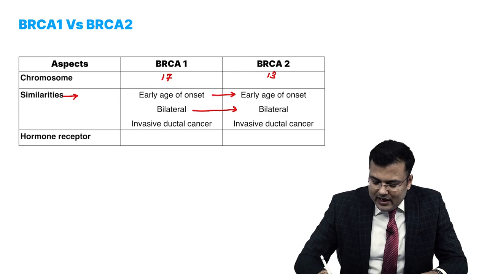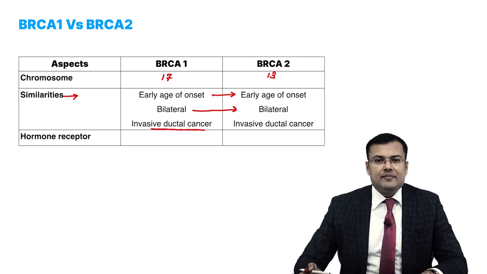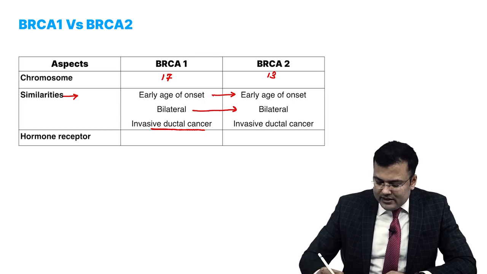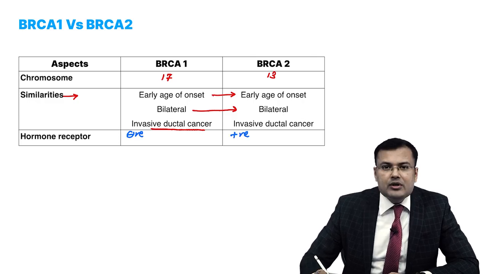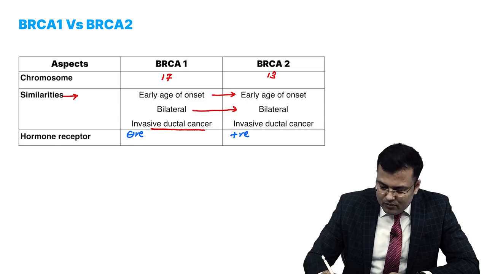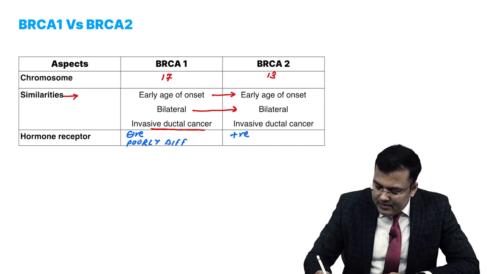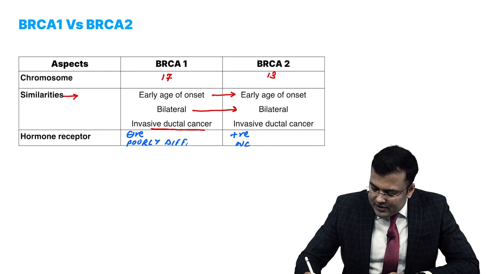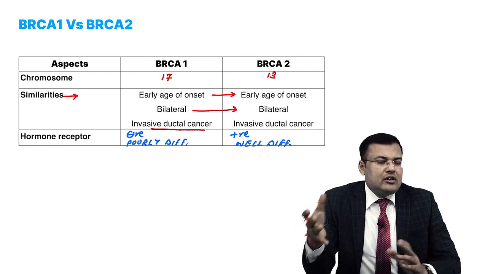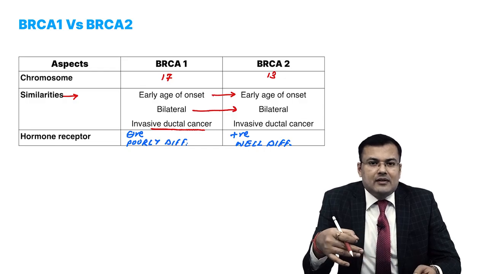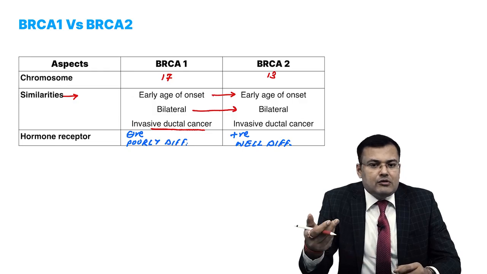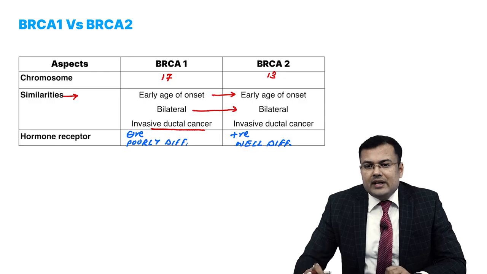It is bilateral, and what is the most common type? Invasive ductal cancer. Now see, hormone receptor: in BRCA1 it is negative, in BRCA2 it is positive. In BRCA1 the tumor is poorly differentiated. In BRCA2 it is well differentiated. So if you compare the prognosis, obviously BRCA2 has a better prognosis if the patient has breast cancer. Why? Hormone receptor is positive and it's well differentiated.